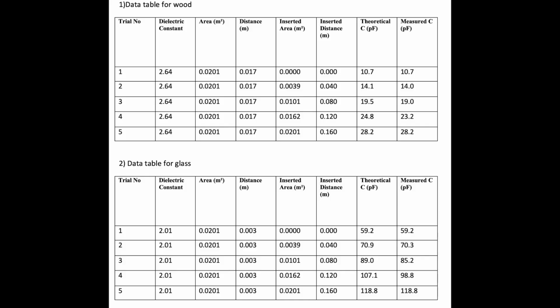These tables present the measured and theoretical capacitance values for both wood and glass at different insertion depths. In both cases, the capacitance increased as the dielectric material was inserted further between the plates. The tables also include the estimated dielectric constants, the plate area, the plate separation, and the inserted area values used in the calculations. Overall, the measured results were reasonably close to the theoretical values and showed the expected increasing trend.